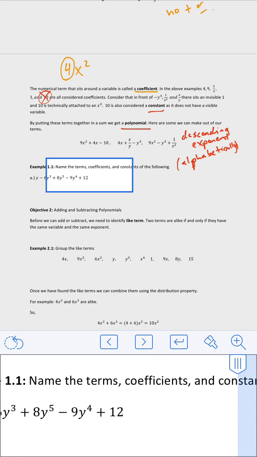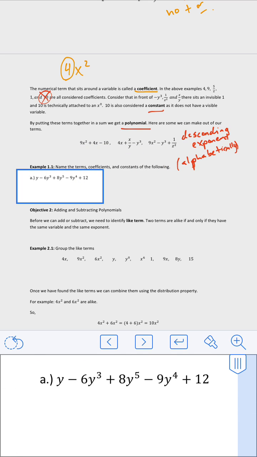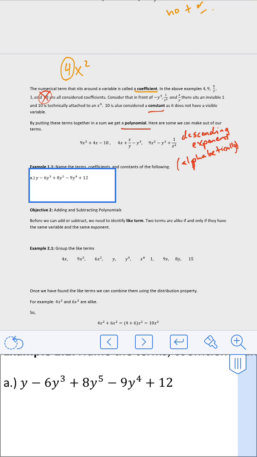So let's try doing that. Let's name the terms, coefficients, and constants of the following. First, let's put it in order. Which one of these would be first? I would say y to the fifth, right? Luckily, none of this has any x's or any other variables, so we can just put them in order from highest power. So we've got 8y to the fifth.